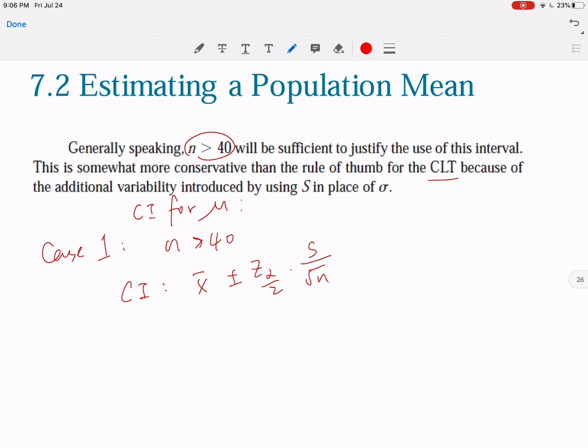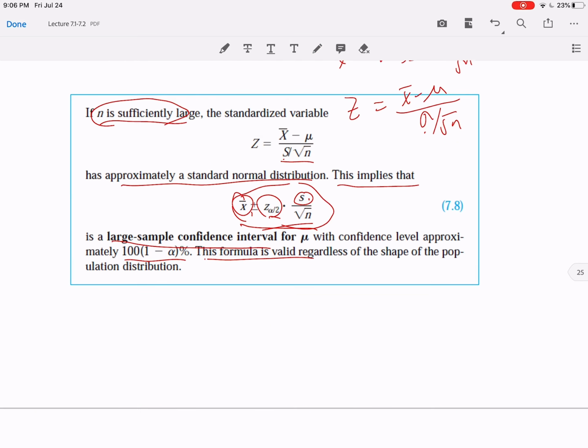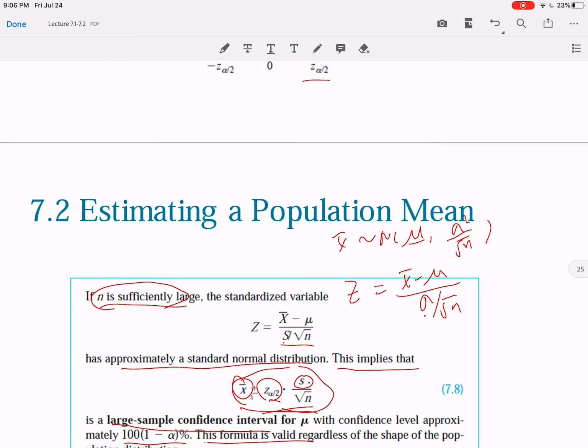I think there's one point I forgot to explain: why there is a z sub half alpha over here. It is because this whole thing is normally distributed. This whole thing follows the standard normal distribution.